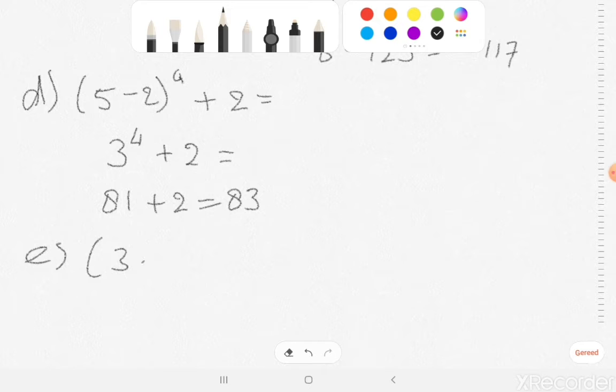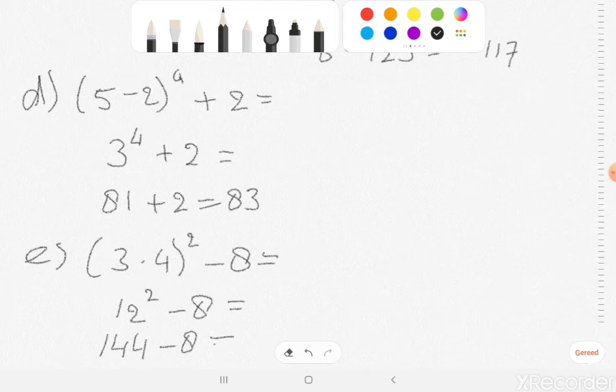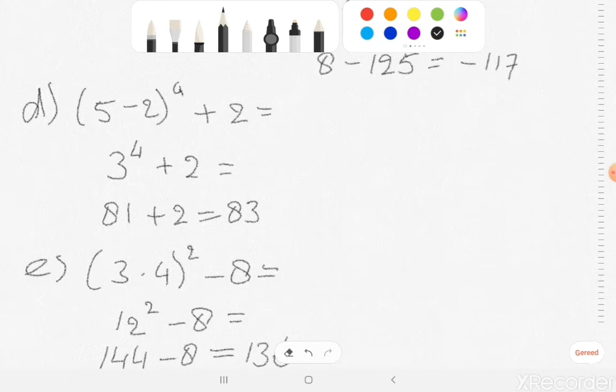All right. Exercise E. 3 times 4 squared minus 8. 3 times 4 is 12 squared minus 8. 12 squared is 144 minus 8. And 144 minus 8 is 136.